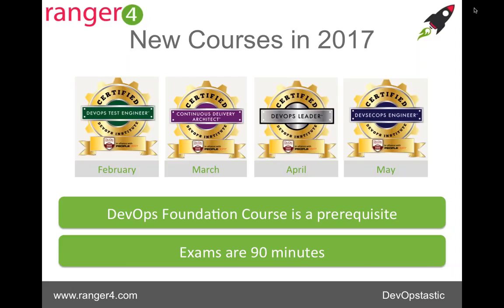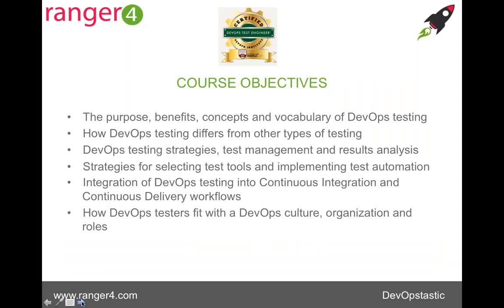And to reflect that as well, we've increased the exam time. So it's from 60 to 90 minutes. Still 40 multiple choice questions, but you get longer to complete them. So let's have a look at these in a bit more detail. So the first one, this one's coming out in February, remember, is the DevOps Test Engineer course. Daniel, would you like to talk us through the course objectives of this one?